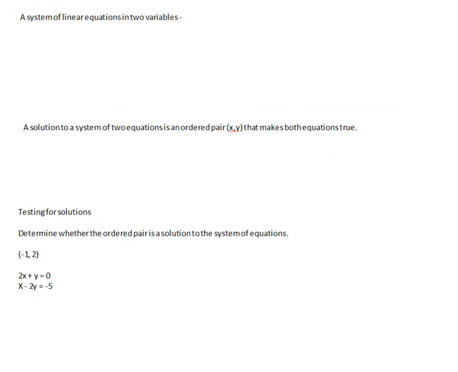Now we're going to solve a system of linear equations in two variables, and that means you're going to have two equations that have this general format. A number times x plus a number times y equals a constant. And you're going to have two equations where all of these coefficients may or may not be the same.